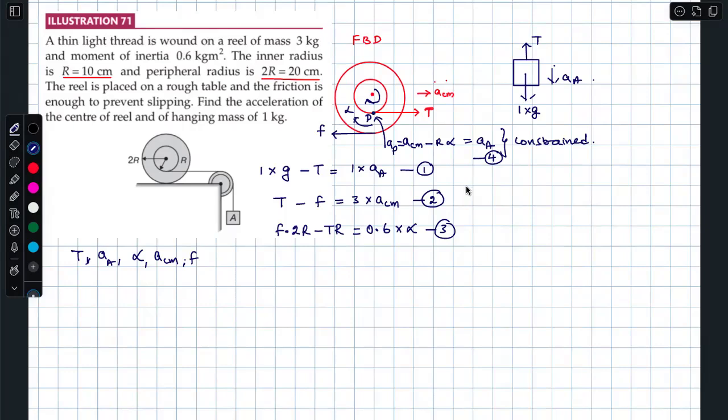Right. Now, the question in this case, nothing is informed about all these things. Now, we have tension 1 equation, acceleration of A 1 equation, alpha 1 equation, ACM one equation. In fact, F one equation. Now tell me how to solve all these things. Okay, fine. So what you can do right now is, for example, you can eliminate. One more you have still.